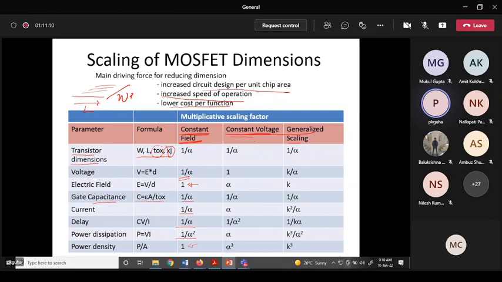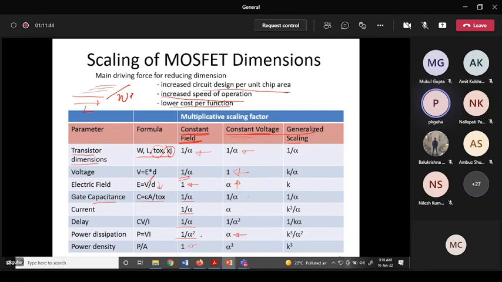What is the constant voltage approach? Again, in the constant voltage approach also you are reducing the dimension, you have to reduce all the time, because that's the fundamental requirement. Okay, what about voltage? You are not reducing, you are keeping the voltage the same. Now if you keep the voltage the same, your electric field is going to increase by alpha times. Okay, because this is V over D, you are decreasing D but keeping the voltage the same. That way you are increasing the electric field, and so on and so forth. Here power density is going to increase.